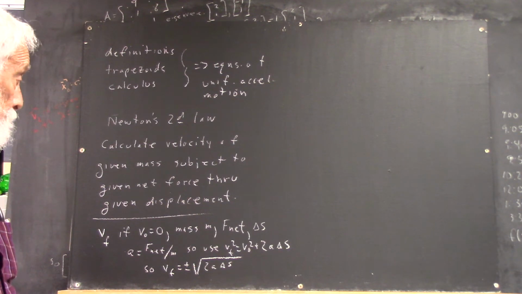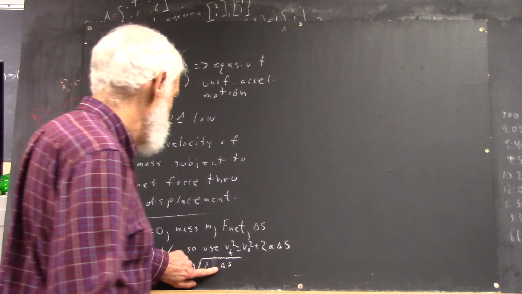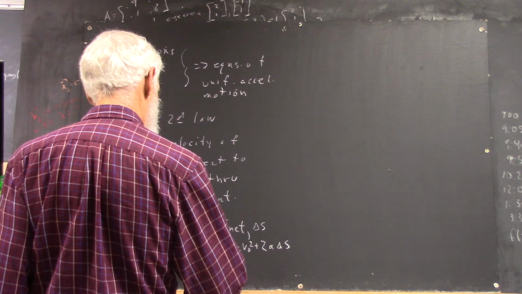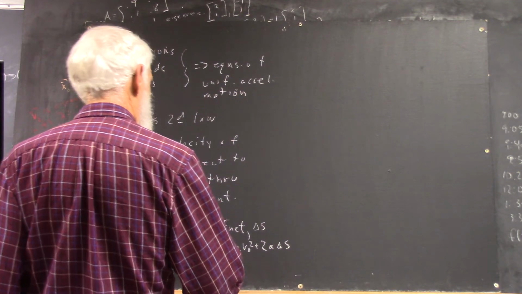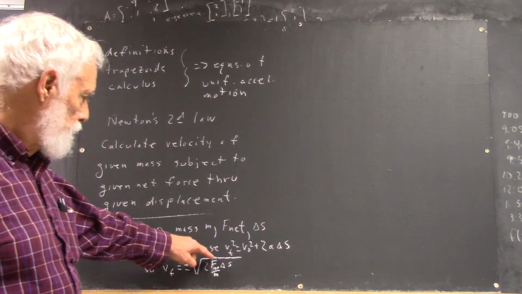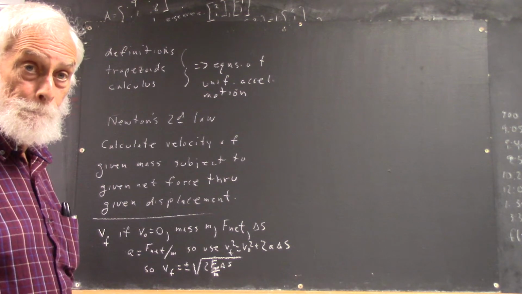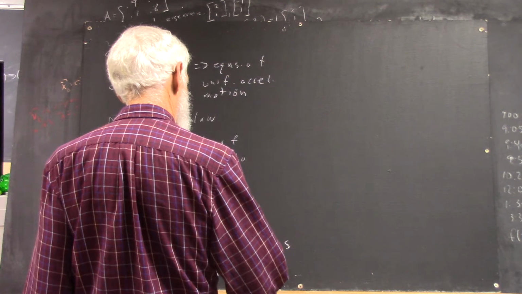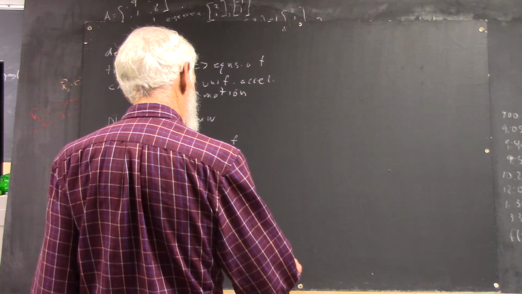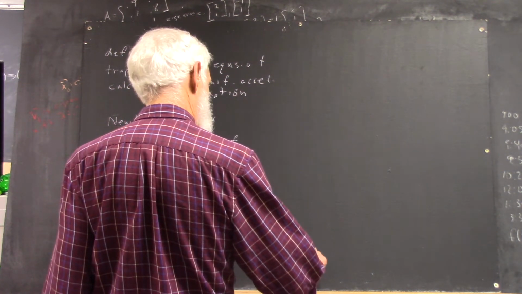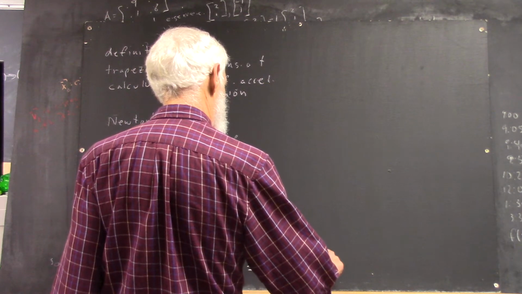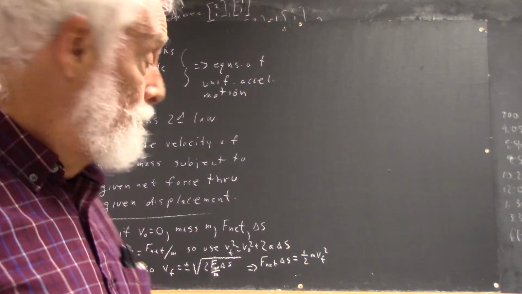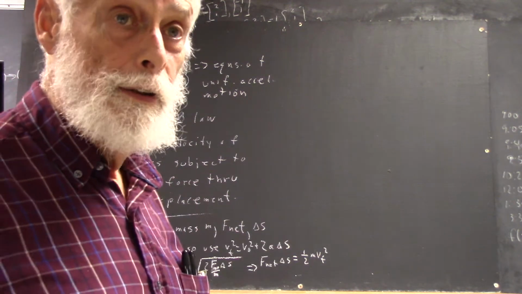Okay? Not 2, it is. But we're doing it in terms of F net and mass, so it's F net over M, right? So F net delta S is 1/2 m vf squared. We call the thing on the left the work, we call the thing on the right the kinetic energy.